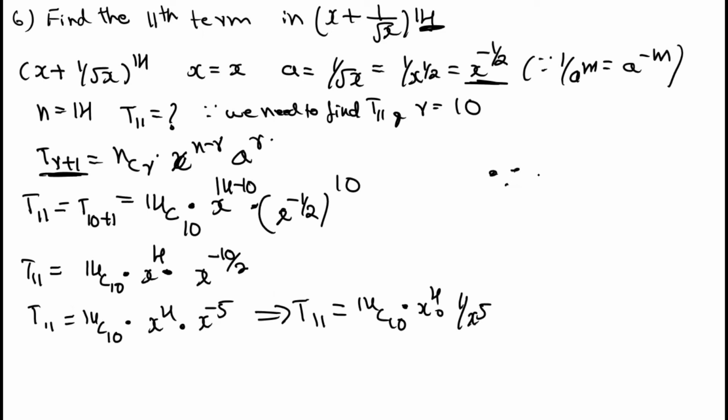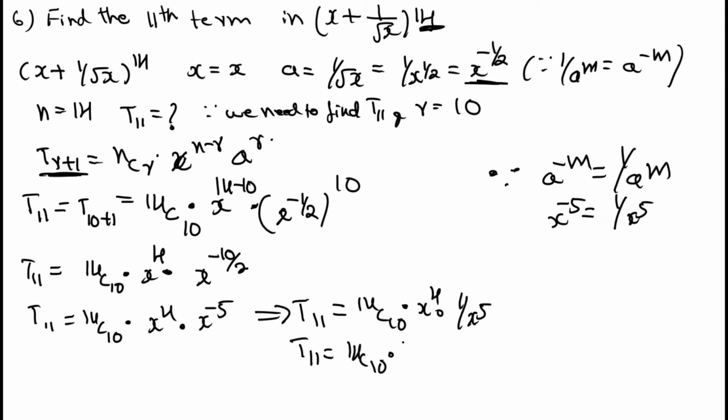Why? Since a to the power minus m equal to 1 by a to the power m. So x to the power minus 5 can write it as 1 by x to the power 5. Okay, you studied that in indices chapter. Okay, now T11 equal to 14C10 into x to the power 4 by x to the power 5. 1 x is remaining in the denominator. Okay, 4 times x divided by 5 times x, 1 x is remaining in the denominator. So answer is T11 equal to 14C10 into 1 by x.